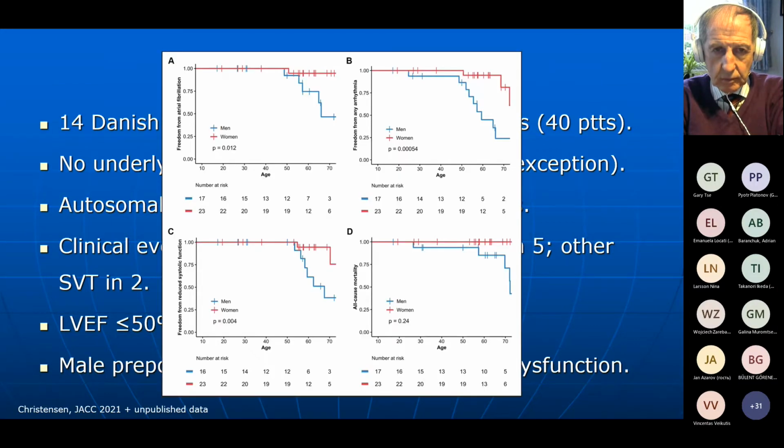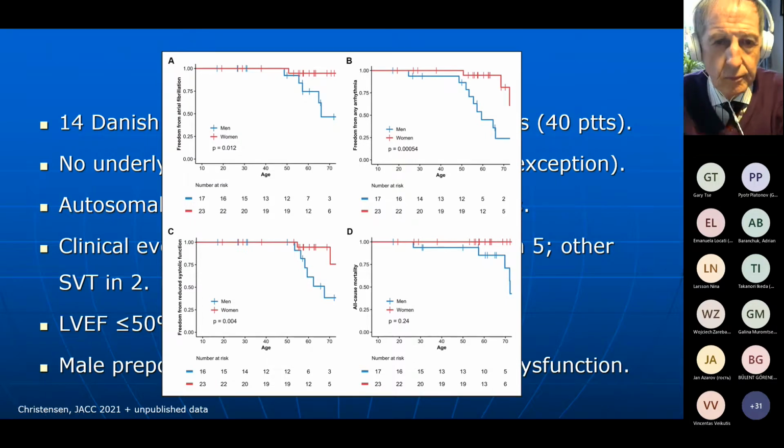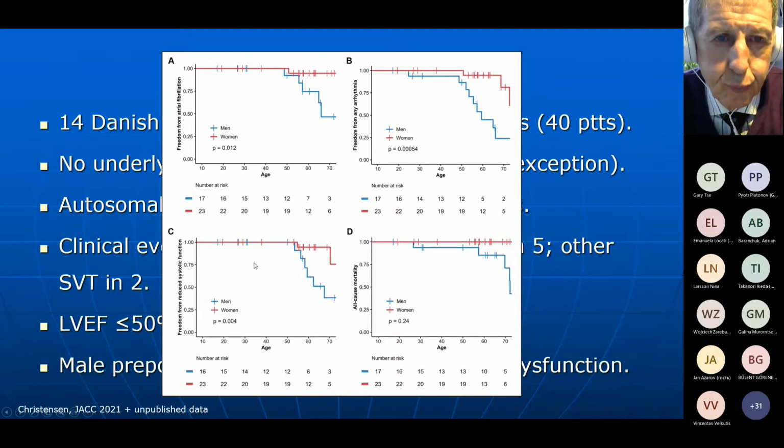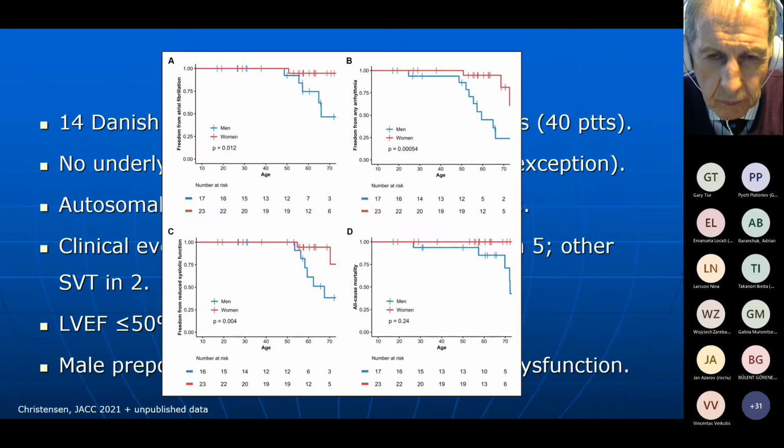Here I've put in Kaplan-Meier plots, separated by gender, and we can see the freedom from atrial fibrillation in the upper left panel. Atrial fibrillation is more common in men. The same goes for reduced systolic function, which is panel C at the bottom left. And in the top right panel, we have the freedom from any arrhythmia, which also shows a male preponderance for any arrhythmia endpoint.